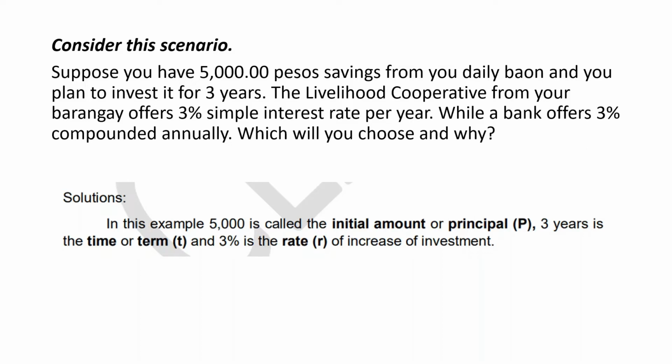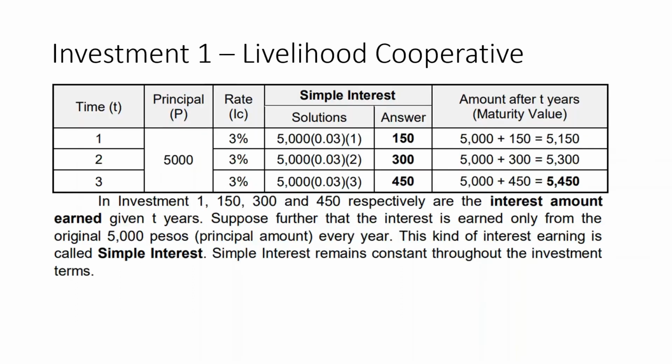It's also important that we identify the given in this problem. The 5,000 pesos is called the principal. 3 years is referred to as time, and this 3% is our rate. Also, we have this 3%, which is the rate for the compound interest, and then the number of compounding periods, which is annually. Here, we have to present two computations. The first one is for the simple interest, and the second is for the compound interest.